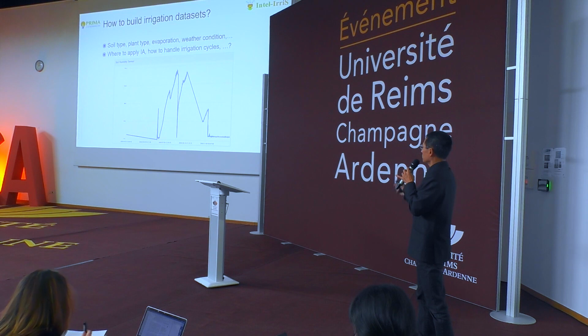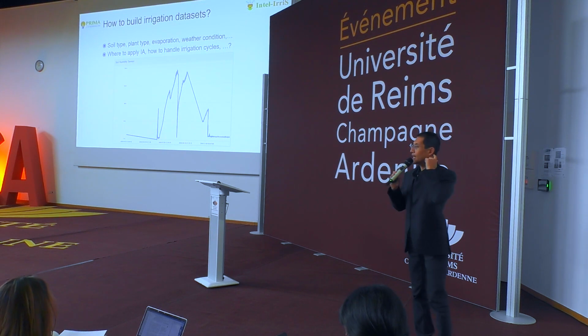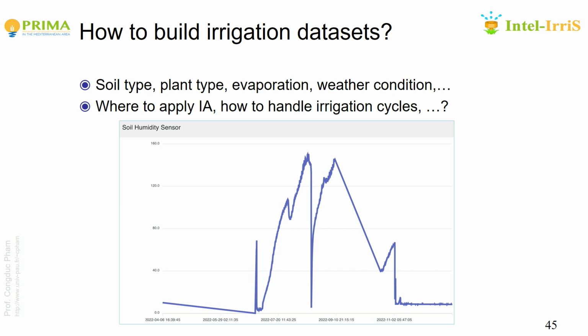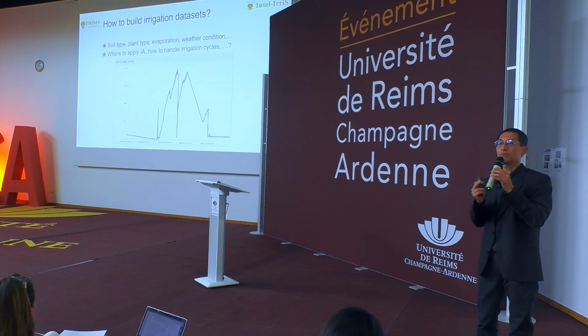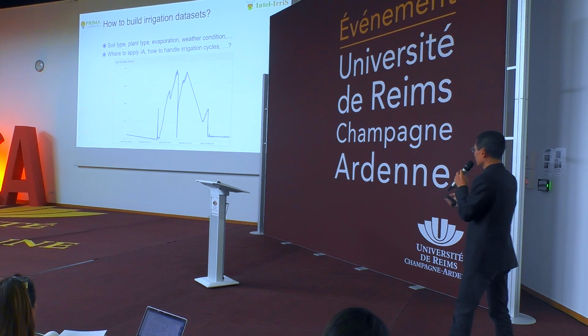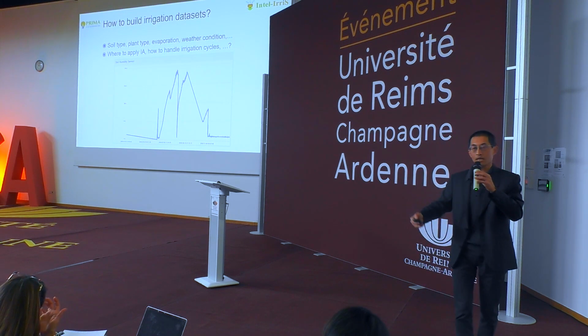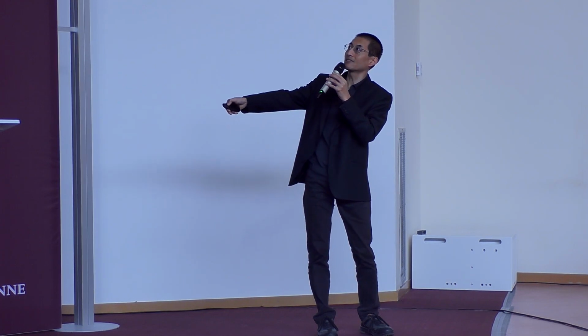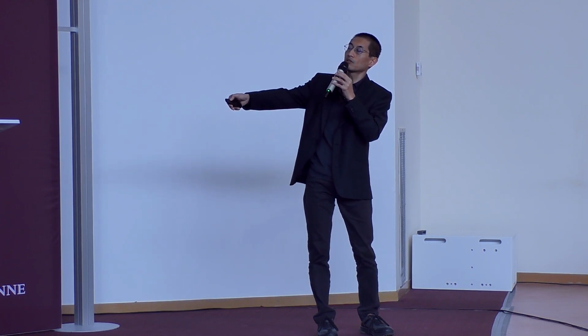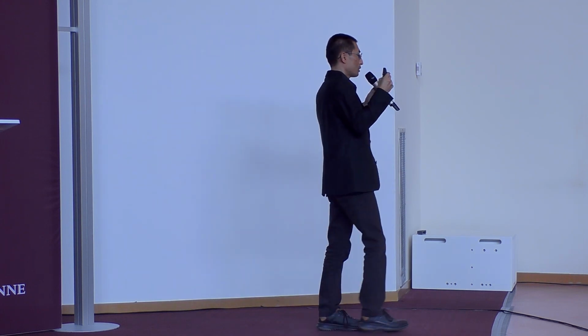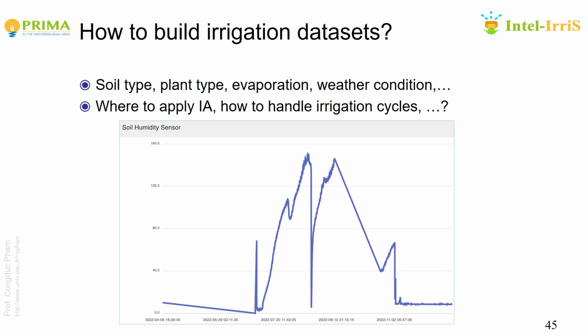I just want to highlight a little bit the difficulties of building data sets when we're talking about irrigation. Because as you can see, a typical soil moisture data set could be like this, okay? So this is the centibar water tension evolution over time. But the problem is you do have irrigation cycles, and you do have the soil types, the plant types, evaporation, weather conditions, and so on. So when we say we want to apply AI techniques, it is actually very challenging.